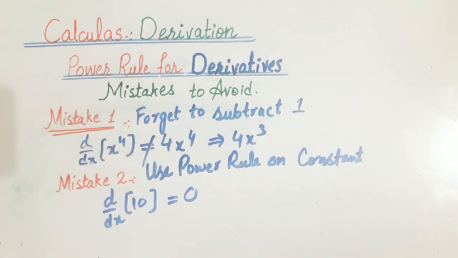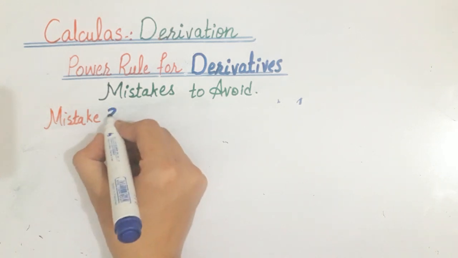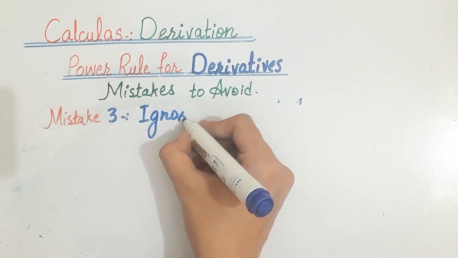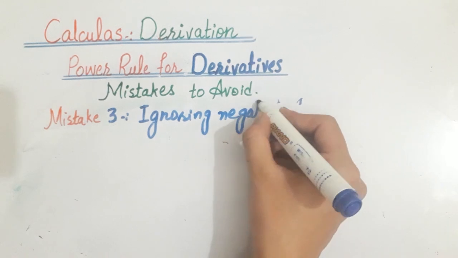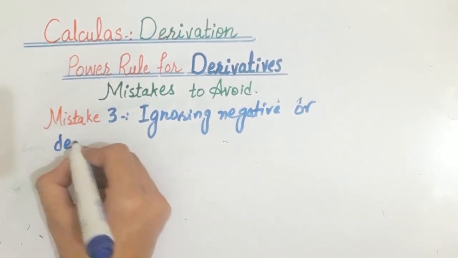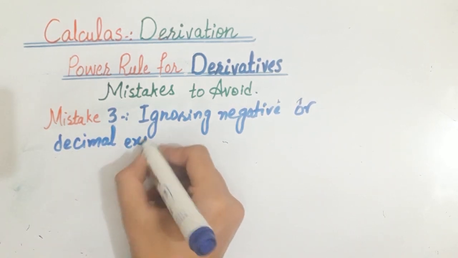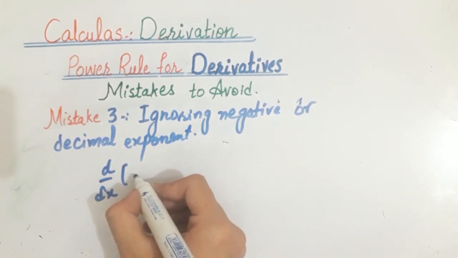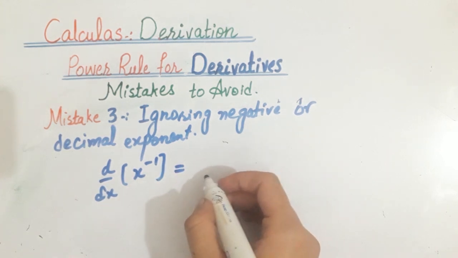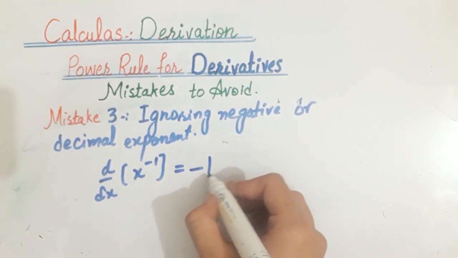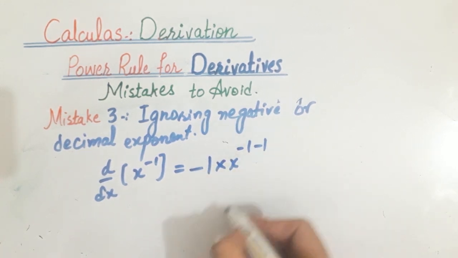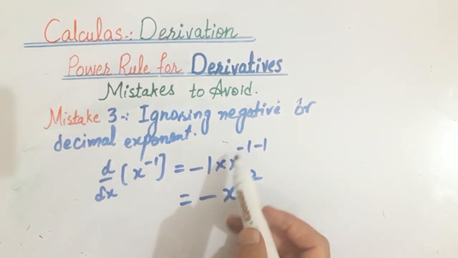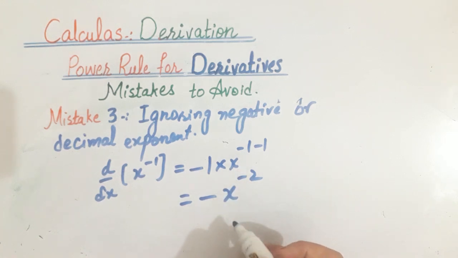And the third mistake of mostly students is ignoring the negative or decimal exponents. Like if they have to differentiate d by dx of x raised to power minus 1, so its derivative will be equal to minus 1 into x raised to power minus 1 minus 1. So this equals minus x raised to power minus 2. So don't let these small errors confuse you. With practice, they will disappear.